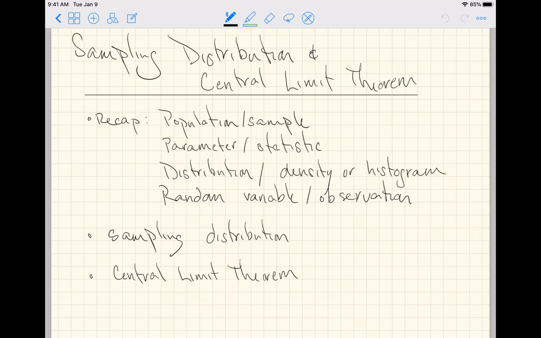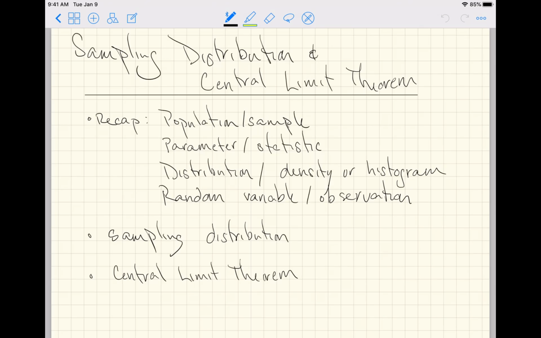And following the same dichotomy between the population and the sample and the parameter and statistic, we have the distribution and the density plot or histogram. And further, we've started stretching this into random variables and observations. Observations actually showed up for us pretty quick on the sample side of things, like those are the data you observe, but we've extended this idea of random variable, and I'm going to try to lay that into the framework of the dichotomy between the population and sample.